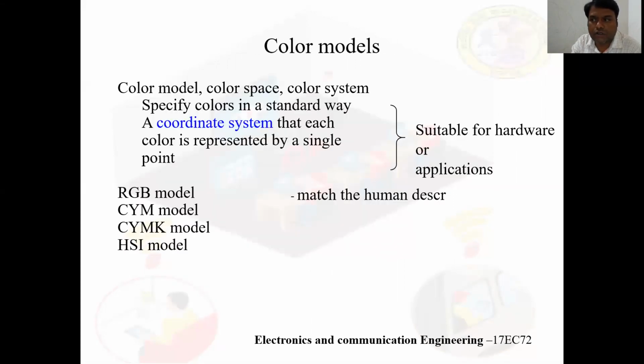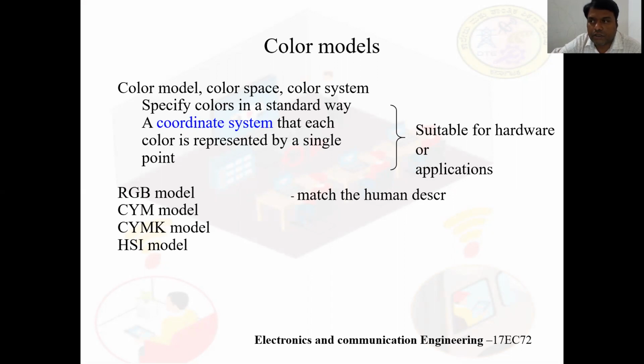The characteristics generally used to distinguish one color from another are brightness, hue, and saturation. Hue is an attribute associated with the dominant wavelength in a mixture of light waves. Saturation refers to the relative purity, or the amount of white light mixed with a hue.